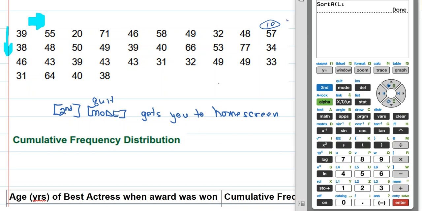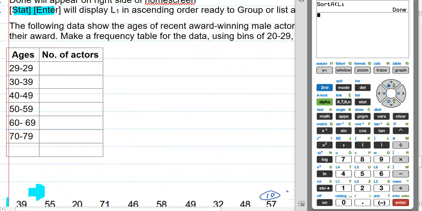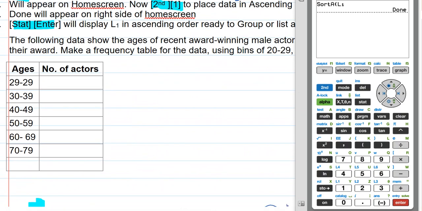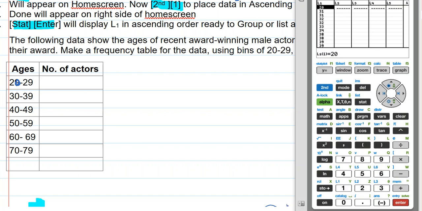Okay, now why do I need that? Well, I'm going to show you on our chart. So now we're going to count numbers from 20 to 29, and so on, and put the number of actors of that age. So I'm going to hit Stat, Edit, and I can see how many. Well, you can see I have a 20, and it jumps to 31. So I have one actor in this survey that is between 20 and 29.